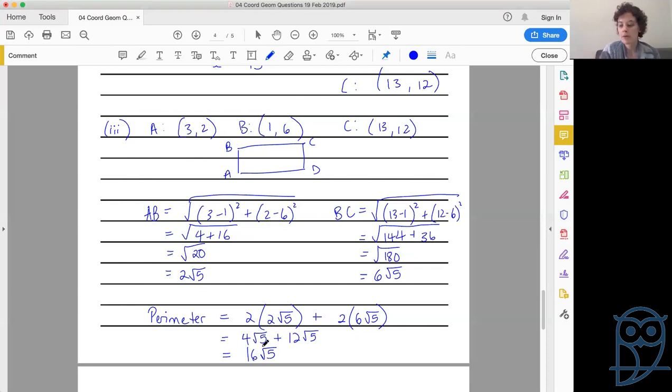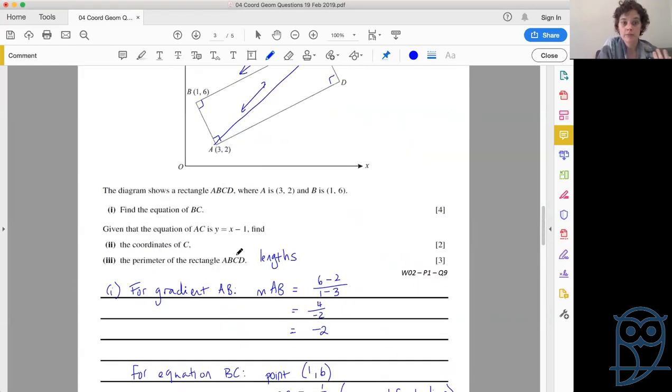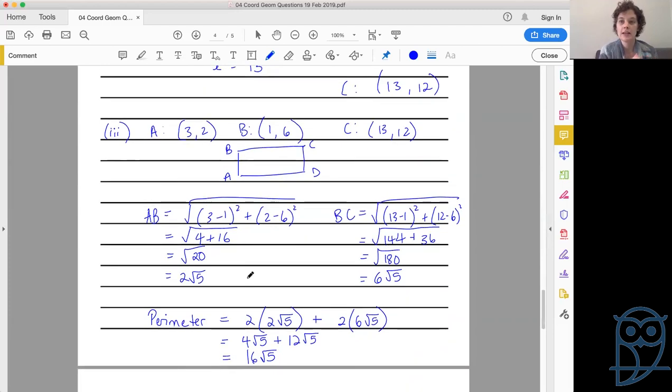Okay, so remember we want to keep our accuracy. That's why we actually learn about using surds. So if they asked us to give our perimeter to 3 significant figures, let's double check. They didn't. They just asked for the perimeter. Then we leave it in that surd format.